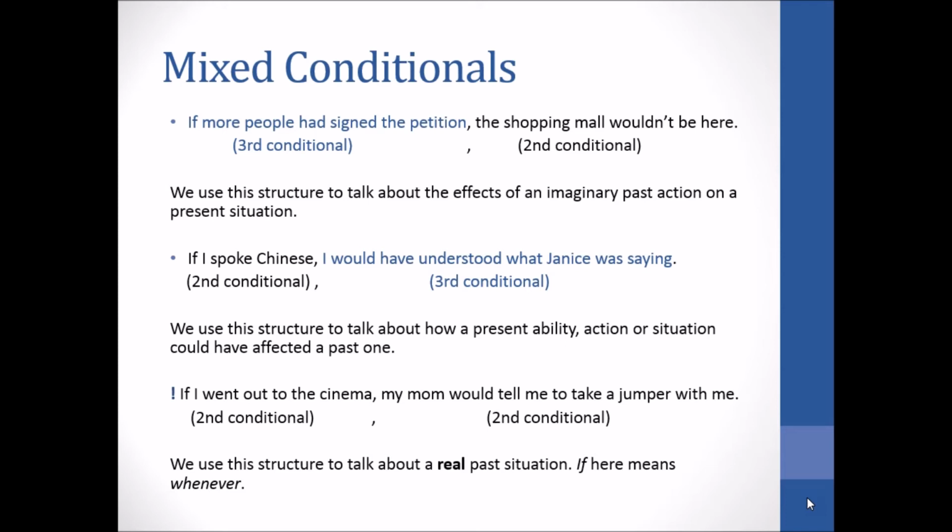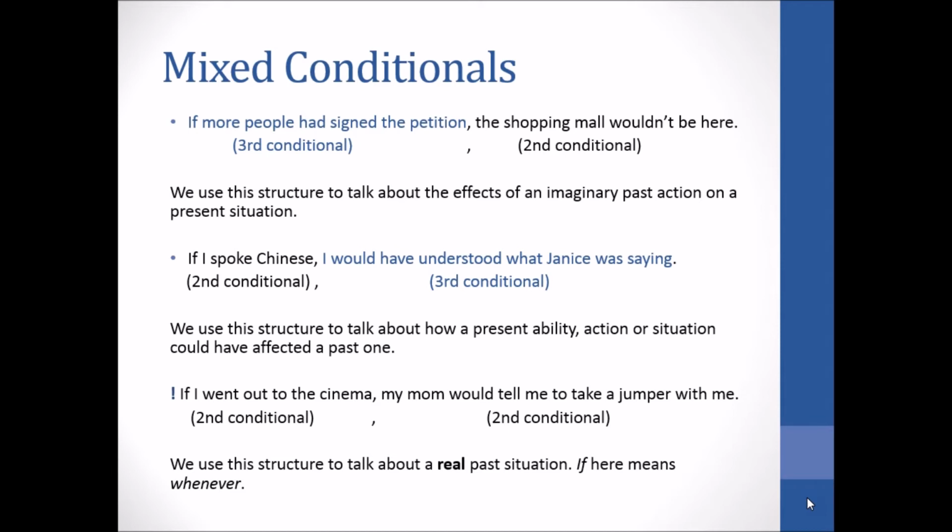If we looked at the second example, if I spoke Chinese now, I would have understood what Janice was saying back then. Do I speak Chinese? No. But if I did, I would have understood what she said back then. Again, it's imaginary things. The first example is an imaginary past situation and its effect on a present action or a present situation. And the second structure is the possible effect of an imaginary present situation on a past one. So that's basically it.